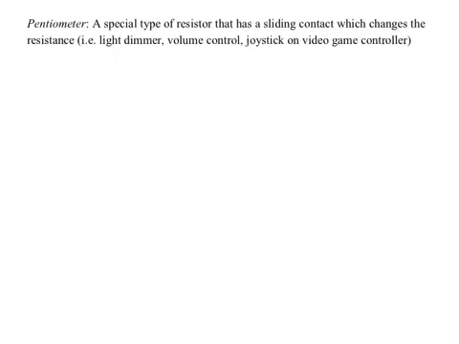Next, let's talk about a potentiometer. And a potentiometer is related to this topic because it's a special type of resistor. And the way it works is it has a sliding contact that changes the actual resistance in it. So for example, you walk in a room, you can turn the light switch on or off. Sure, you're opening or closing the circuit. But a light dimmer adjusts the amount of flow by changing the resistance with a metal sliding contact. A volume control, changing the decibel level, or a joystick on a game controller.